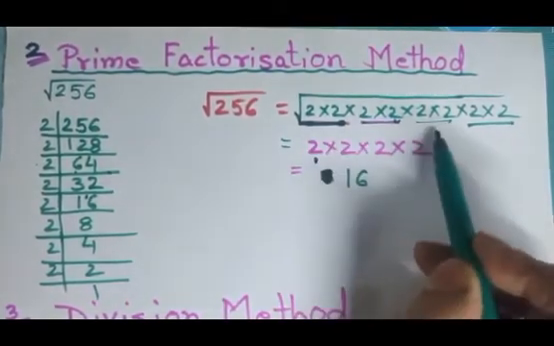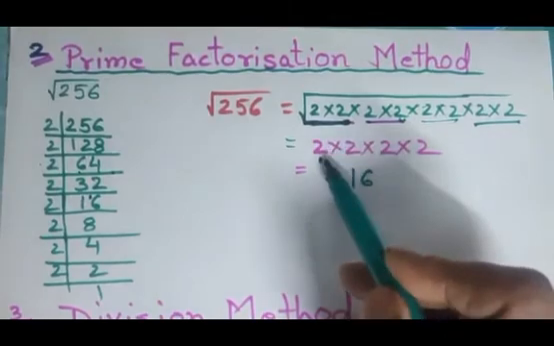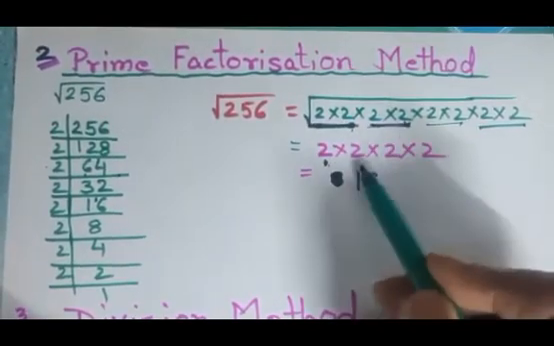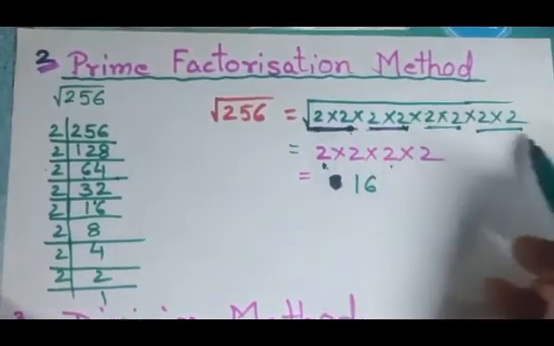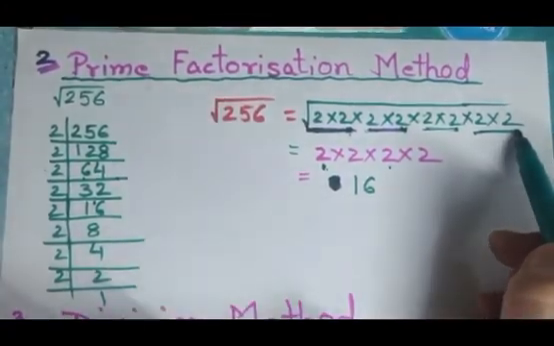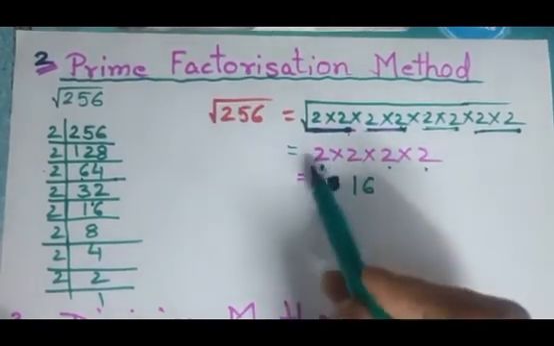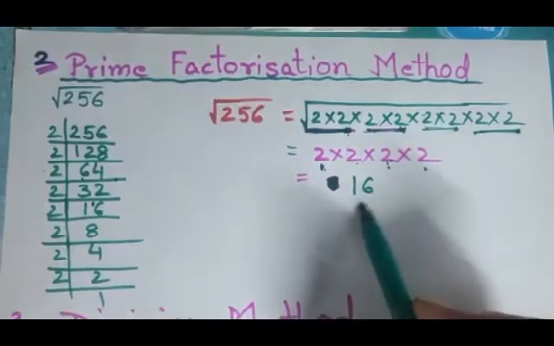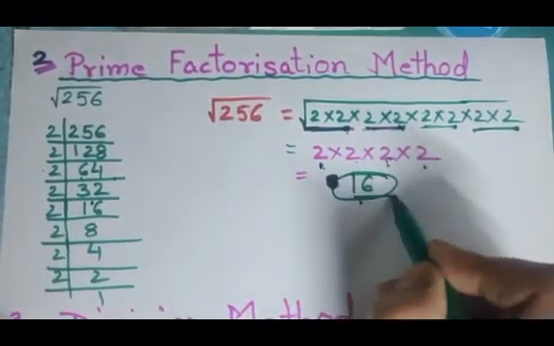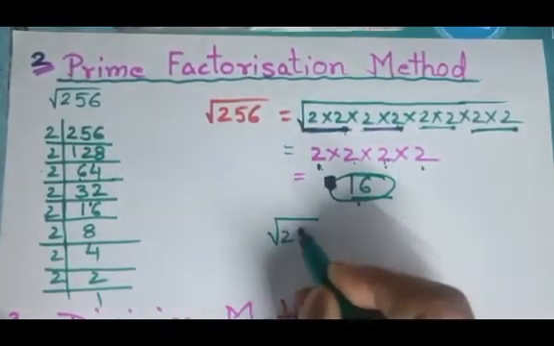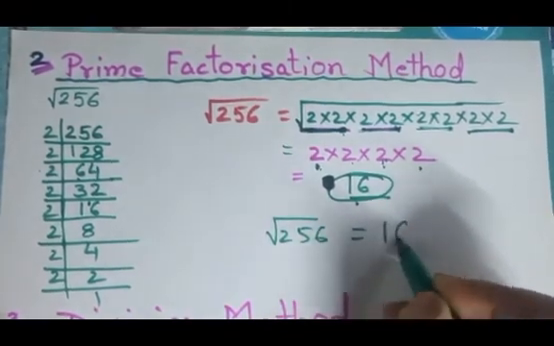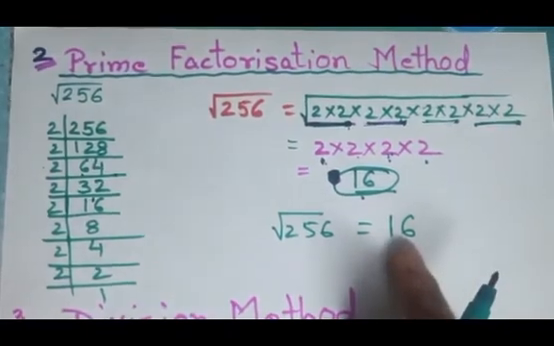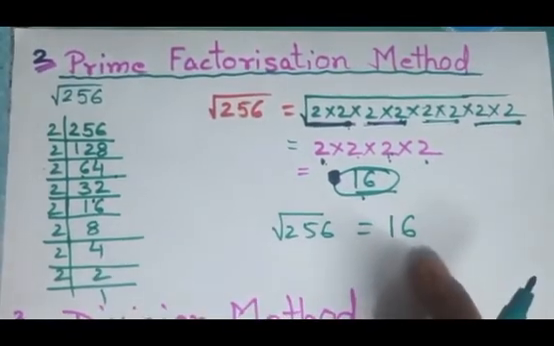Here we will not use any square root sign because we are getting the square root. So, 2 for this pair, another 2 for this pair, and for the last pair also we have 2. And if you get the product, 2 2's are 4, 4 2's are 8, 8 2's are 16. This 16 is the square root of 256. This way, by prime factorization, you can find the square root of any number.